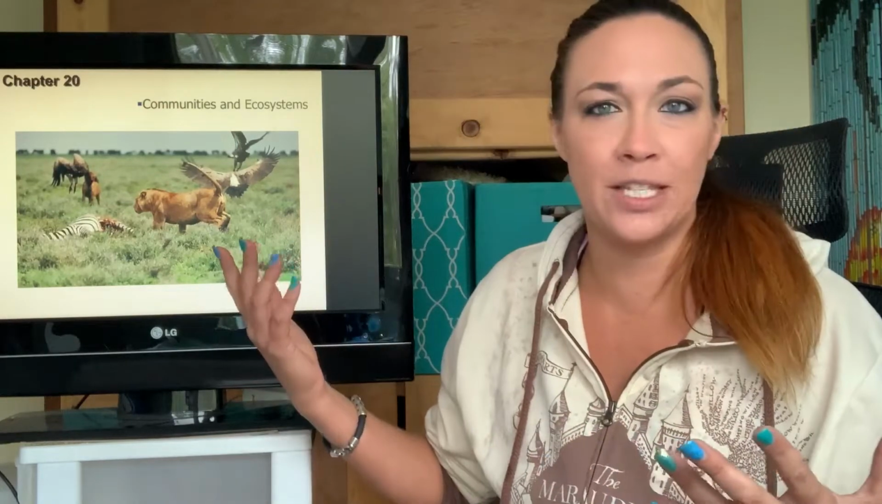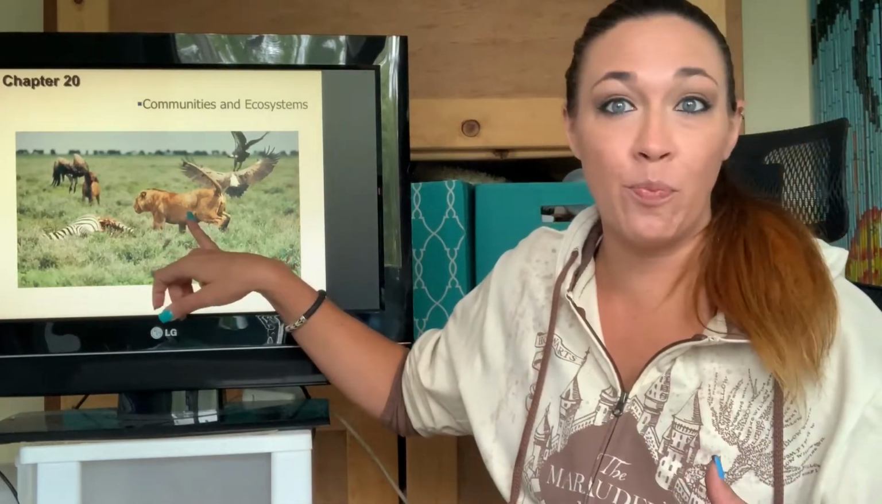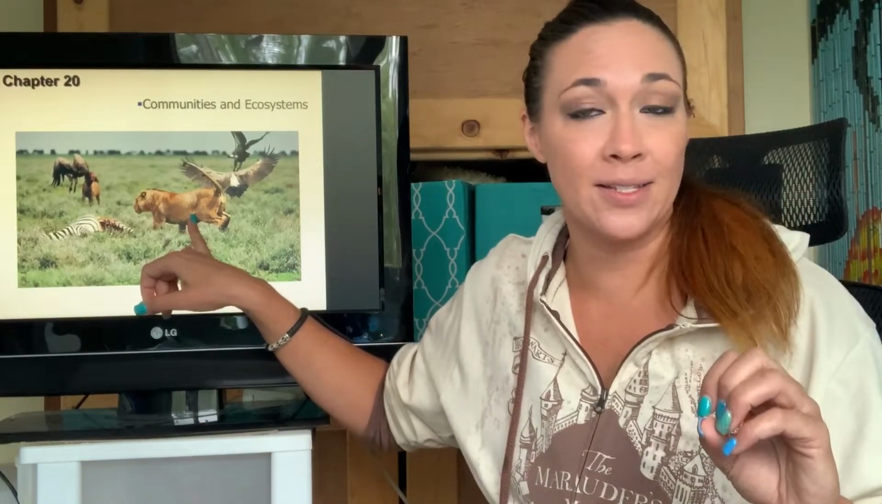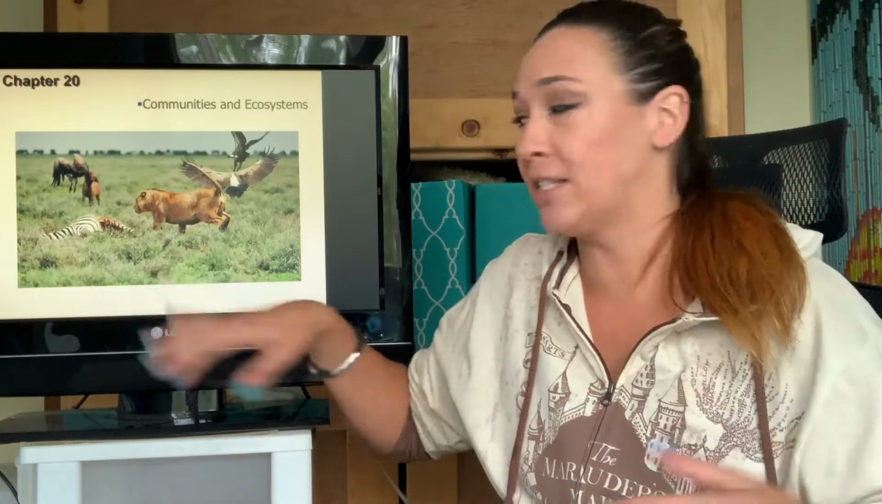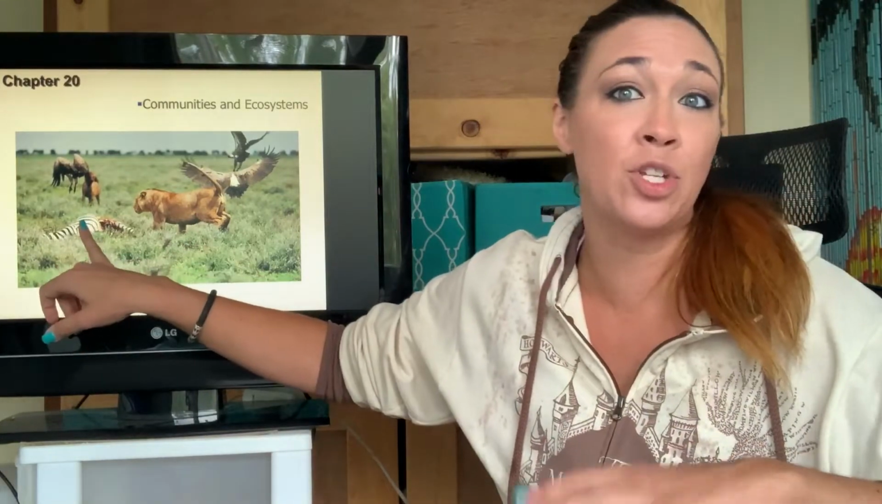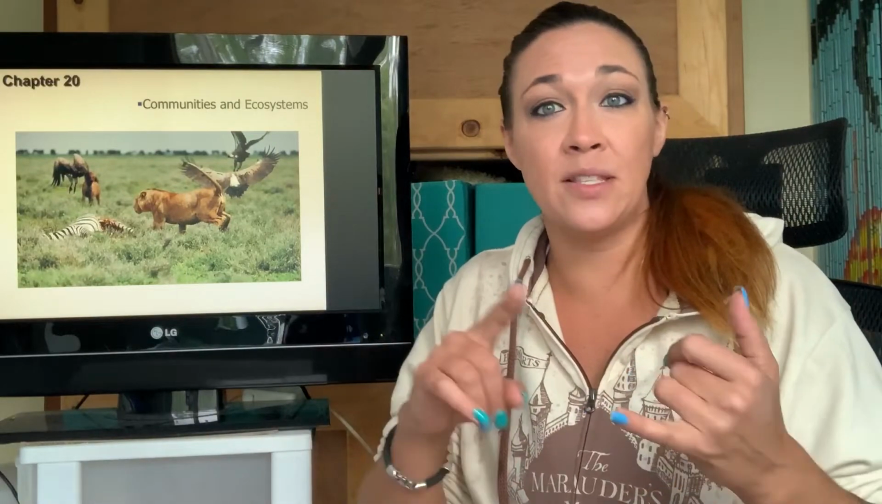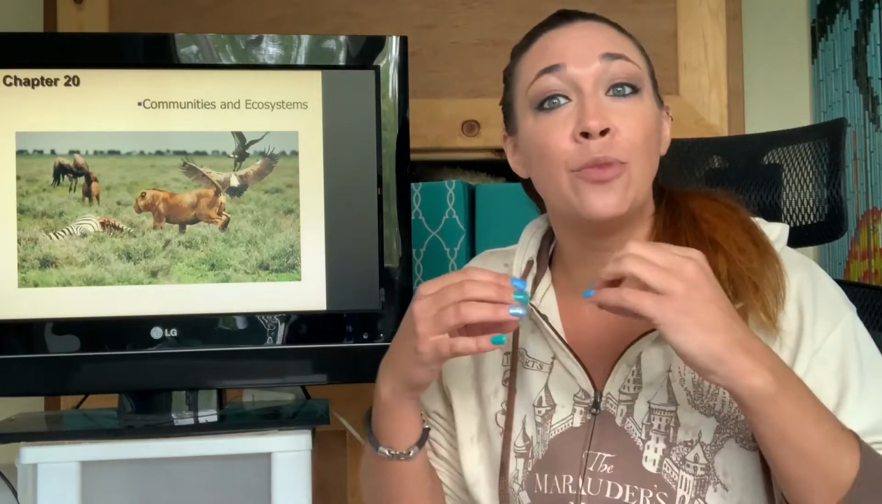So say here we're looking at this picture. If we were talking about the populations of the lions, we're just talking about the lions, right? That would be the population of lions. If we're talking about the zebras, it would be the population of the zebras. If you talk about all of those different species, the zebras and the hyenas and the lions and the buzzards, that would be a community.